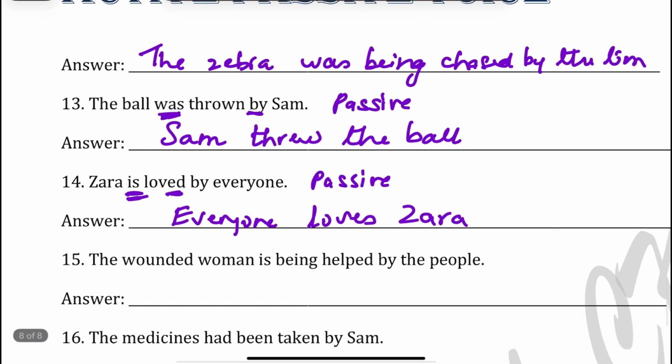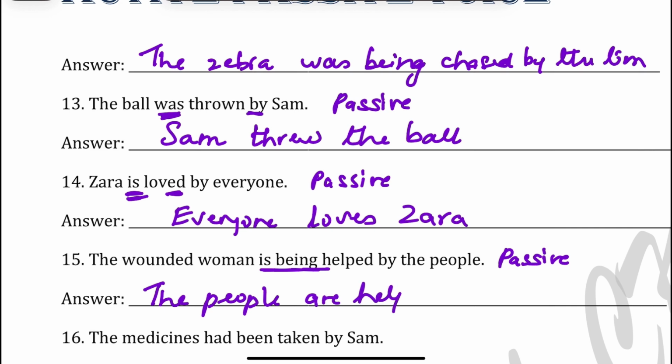The wounded woman is being helped by the people. Is being helped. So this is passive. The wounded woman is being helped by the people. The people, mind the tense. Is being helped means it is present. The people are helping the wounded woman.